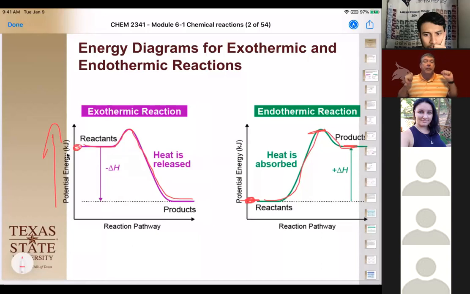All right, questions about energy diagrams? Energy diagrams help us understand what happens to individual molecules as we start getting them to react together.